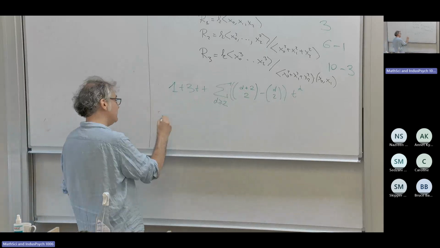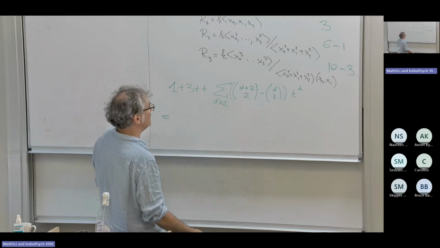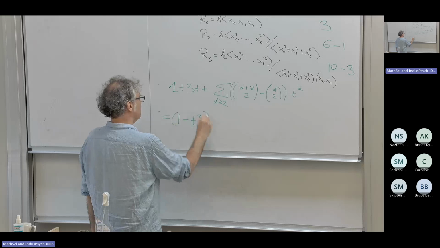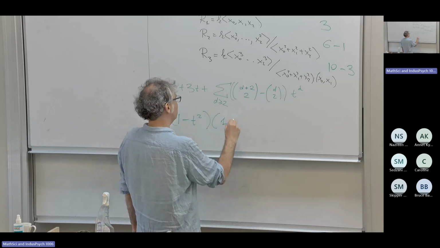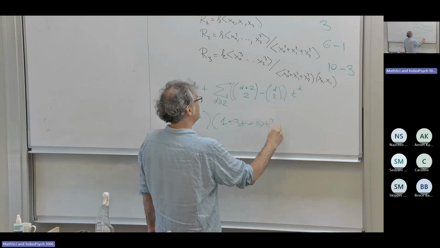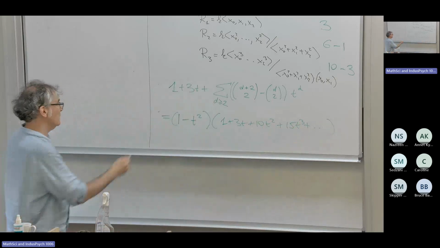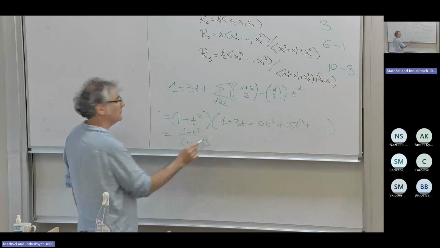Okay. And then that's equal to, I can take the two things apart. And so it's going to be 1 minus t squared times whatever I had before, which is just this 1 plus 3t plus 10t squared plus 15t cubed. So this is 1 minus t squared divided by 1 minus t.